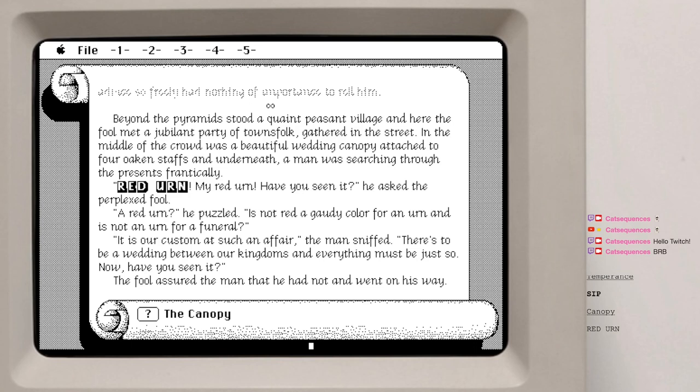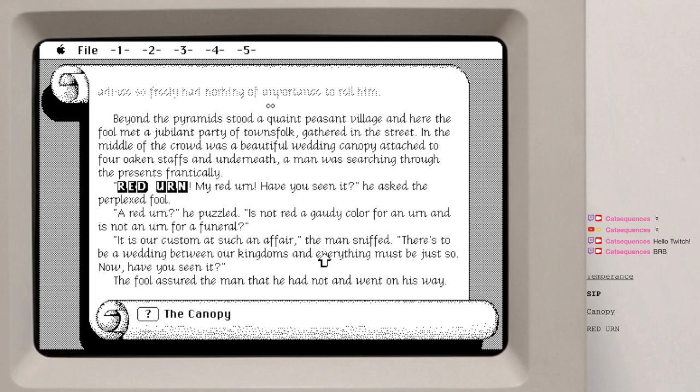Beyond the pyramids. Oh, so have we jumped back again? We have. Interesting. Beyond the pyramids stood a quaint peasant village, and here the fool met a jubilant party of townsfolk gathered in the street. In the middle of the crowd was a beautiful wedding canopy attached to four oaken staffs, and underneath, a man was searching through the presents frantically.